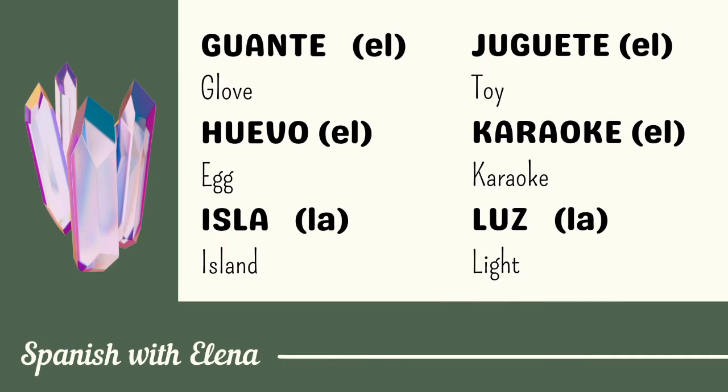Let's get back to the list of words we were working with. The next word is huevo, el huevo. There are two things I'd like to tell you about this word. The first one is that the H in Spanish is mute. We don't pronounce it. So please don't say huevo, okay? Huevo. The H is mute.